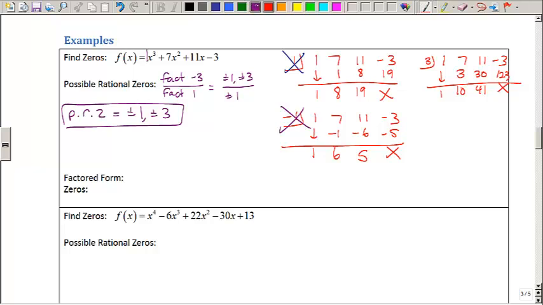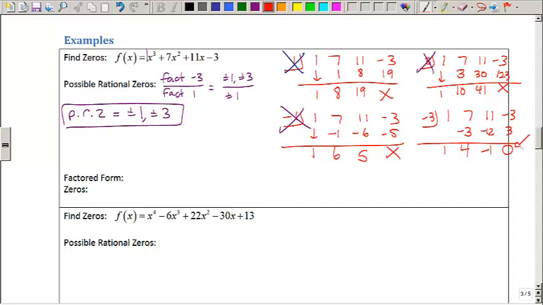Alright, so 3 doesn't work. So I'm really hoping -3 works because that's my last rational 0 from my list. 1 times negative 3 is negative 3, add down 4. 4 times negative 3 is negative 12, add down negative 1. Negative 1 times negative 3 is positive 3, and negative 3 plus positive 3 is 0.